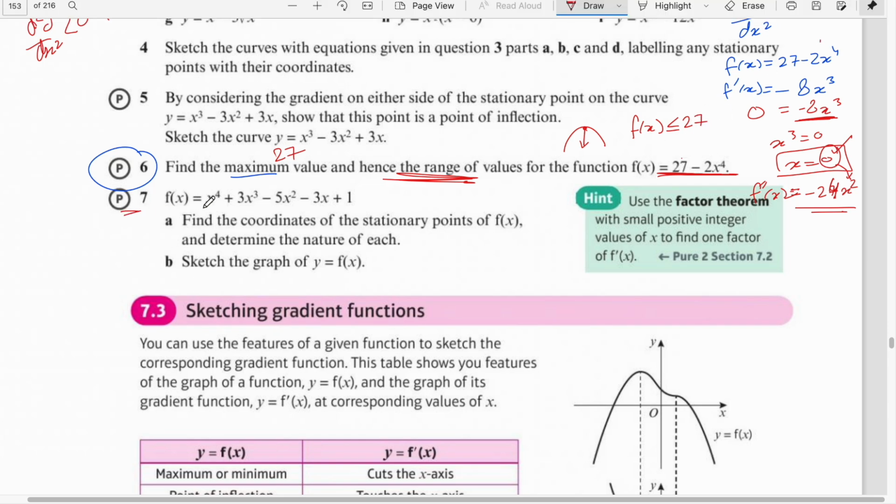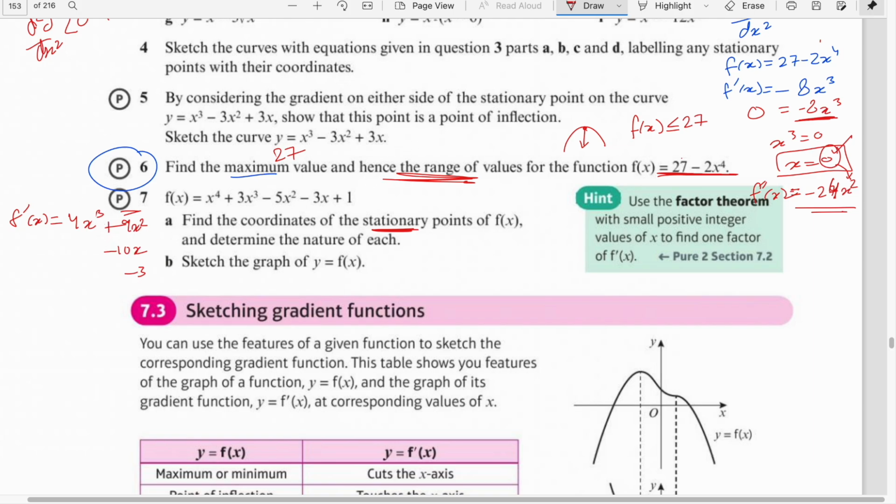Question 7 says x raised to power 4 plus 3x cube minus 5x square minus 3x plus 1. Find the coordinates of the stationary point. So derivative equals 0. So f dash x is, differentiating this, 4x cube plus 3 times 3 is 9x square, 5 times 2 is minus 10x minus 3. Once differentiated, 1 is a constant, that goes away.